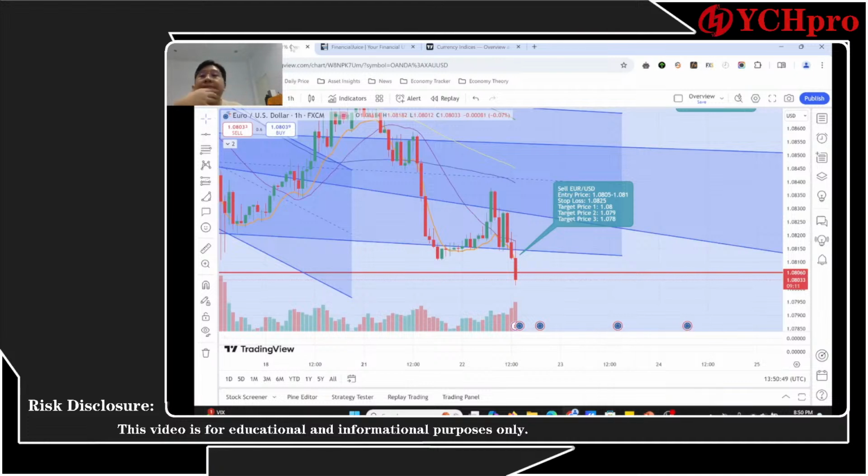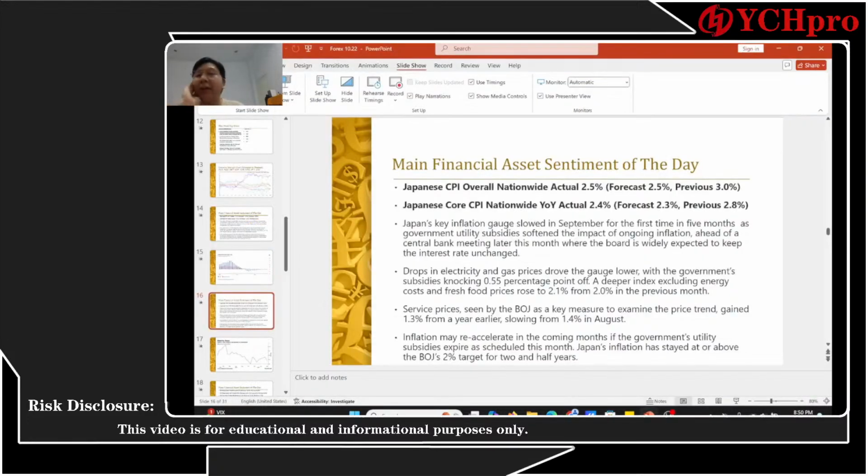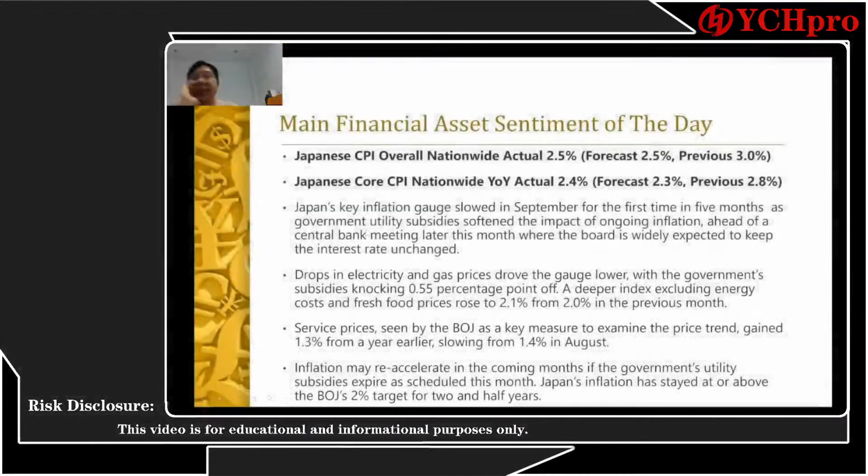Okay. Maybe right now we can try to take a look at what happened at Japan side, guys. Okay, so actually we do know that the Japan side has been going through some disinflationary track, and it was the slowness for the very first time in the past 5 months as government utility subsidies softened the impact of inflation ahead of the central bank meeting.